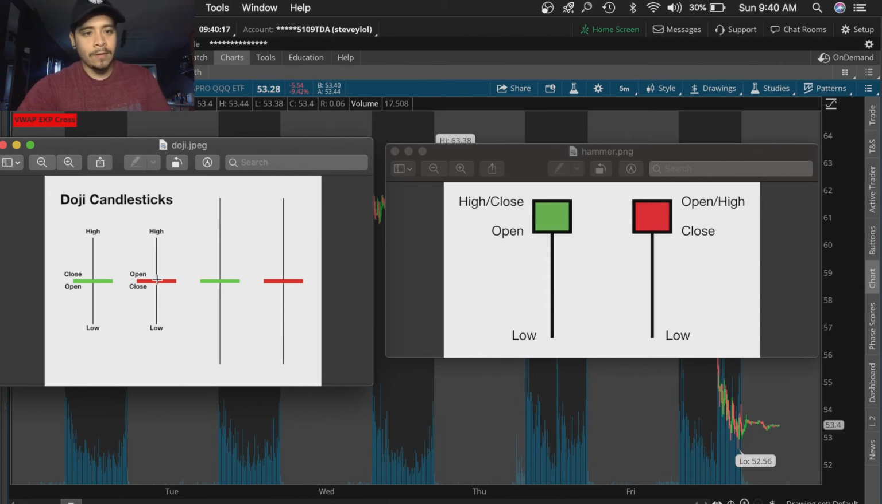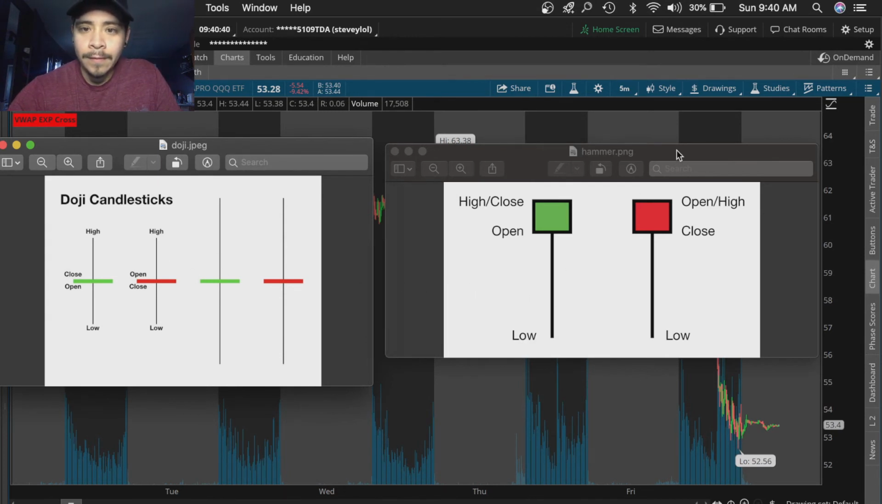Same thing, sellers opened here, pushed down, pushed up, it was green, but then they stepped in, sold the price down, and it closed right here. Okay? And then remember, you have a high and a low of every candlestick. What's important is the body action. These are all Doji candlesticks.